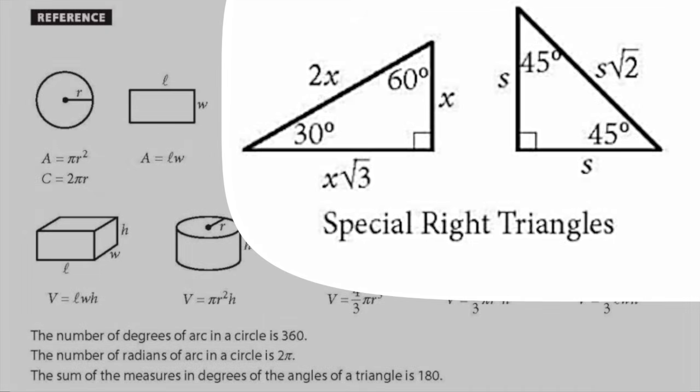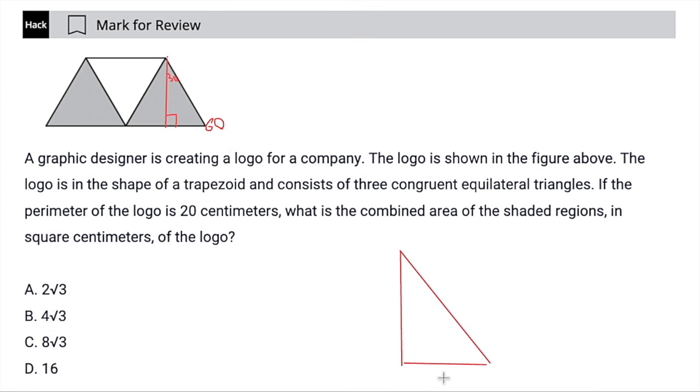But basically with a 30, 60, 90, your shortest side is going to be x, your hypotenuse is going to be 2x, and your other leg is going to be x times the square root of 3. So following this logic, go ahead and pause the video and try this question on your own first.